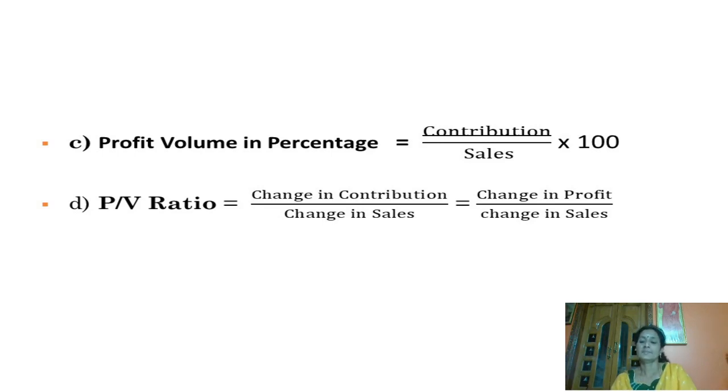So when comparative figures are given, two or three years of information will be given in certain problems. There you can find out the difference in sales, contribution and difference in sales, which you can take into consideration. That is also one of the formulas where you can find out PV ratio.